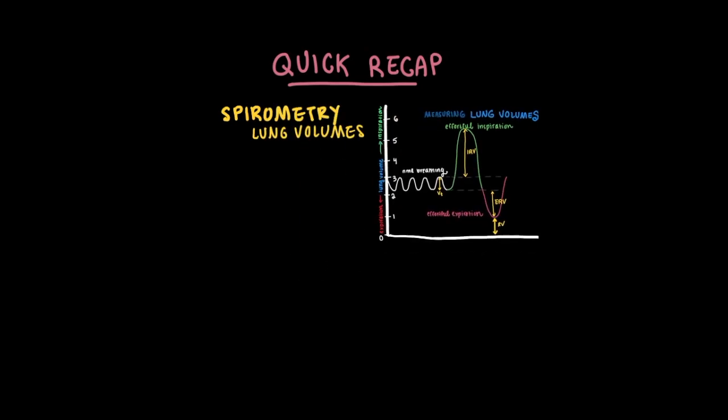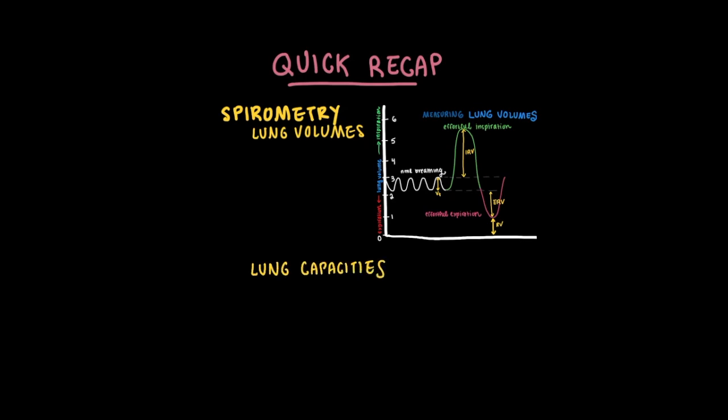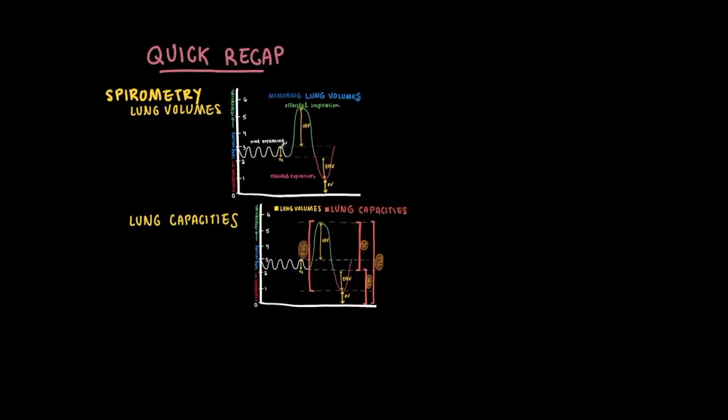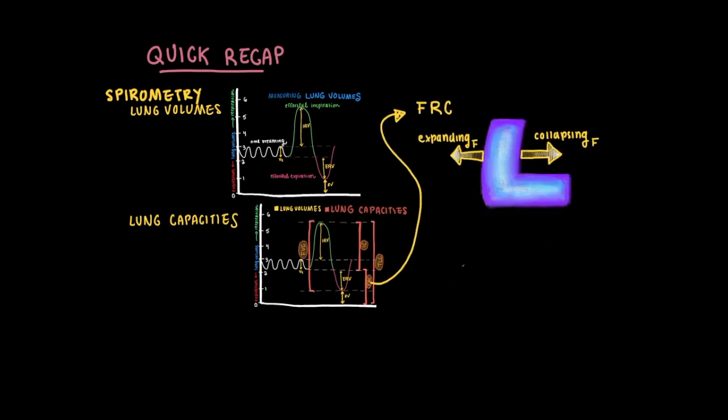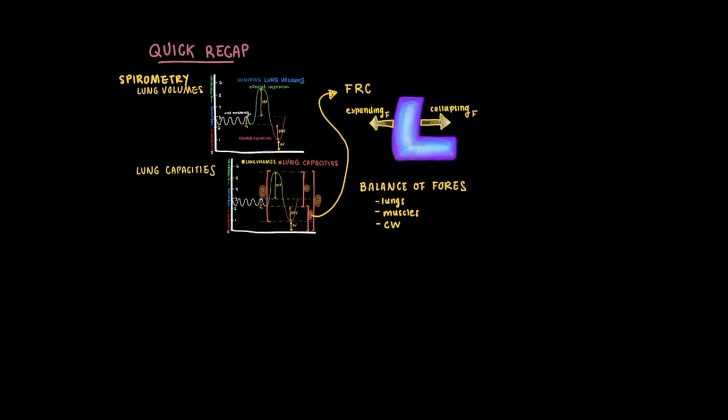Okay, so time for a quick recap of today's video. We spent the first part of the video talking about lung volumes, and then we looked at lung capacities and how they are calculated from adding together different lung volumes. Next, we did a deep dive into FRC, and we talked about how there are expanding and collapsing forces, and how in FRC they're equal. We talked about the role of this balance of forces with the lungs, muscles, and chest wall in TLC, FRC, and RV. Well, that just about sums it up.